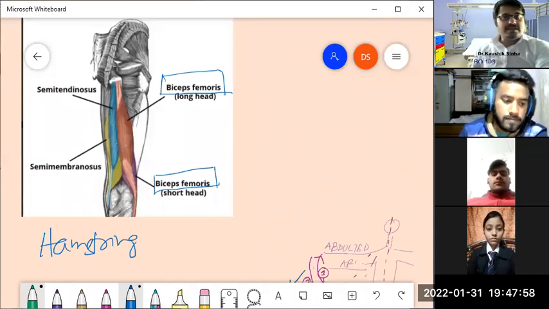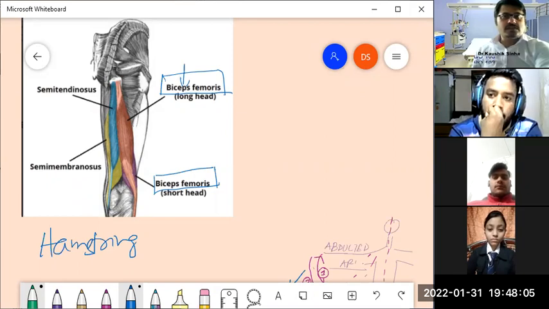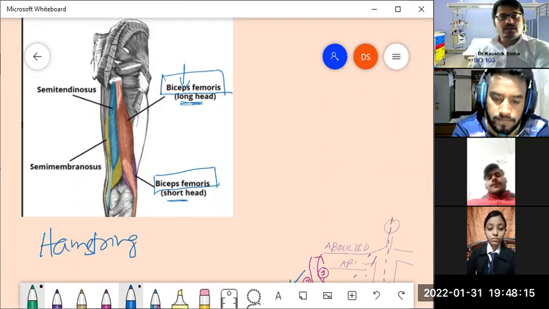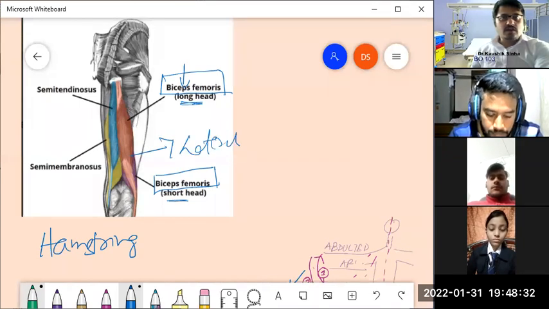Since it's a biceps muscle, it naturally has two different heads. Ceps here means the heads, that means two different origins. So one head is the long head, another head is the short head. This is the short head. This is the long head. The long head originates from the pelvic bone, but the short head originates from the femur bone itself. Clear? Now this entire biceps is present towards the lateral side of the posterior aspect of the thigh.